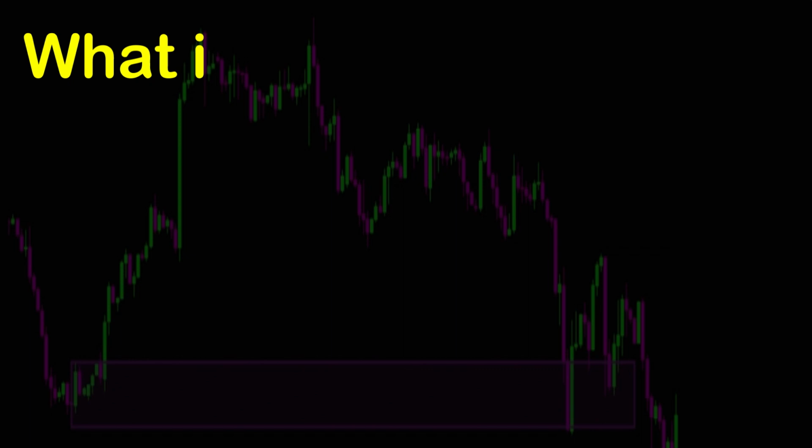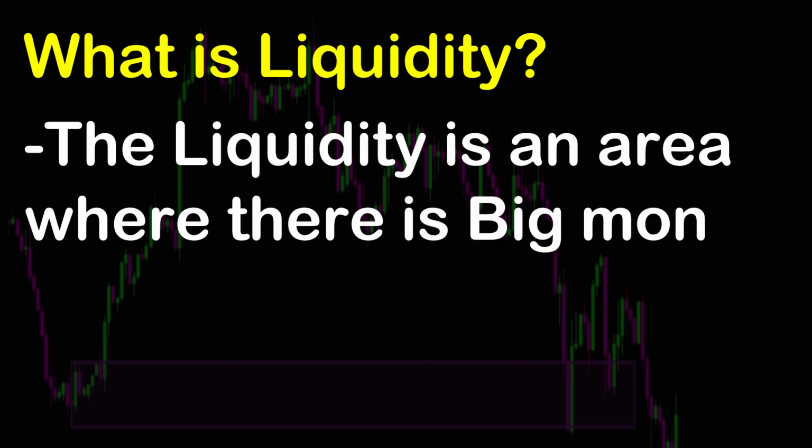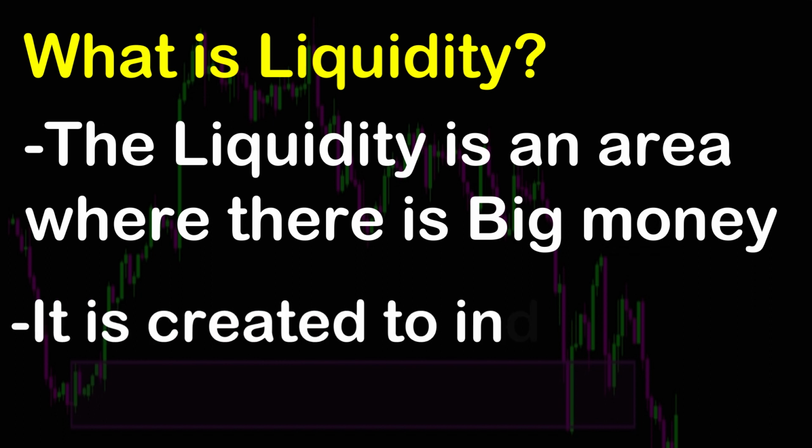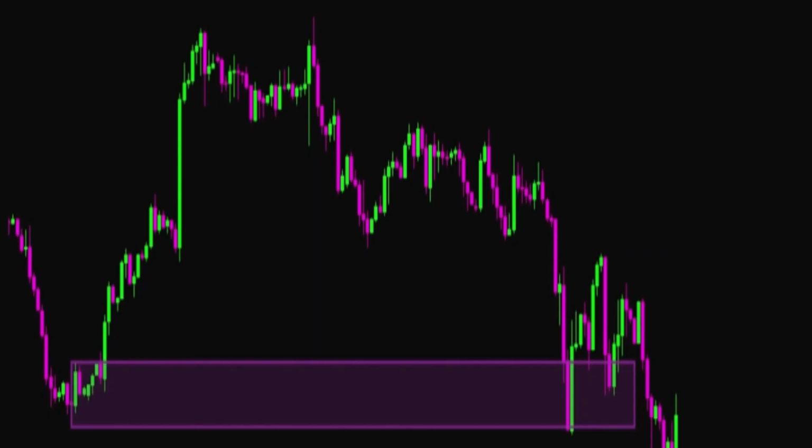So, firstly, what is liquidity? Liquidity basically means the area where there is big money. The liquidity zone is created in order to induce the retail traders and small institutions to initiate counter orders into the market, which is necessary as the smart money needs sellers to initiate their buy position and buyers to initiate their short position into the market.